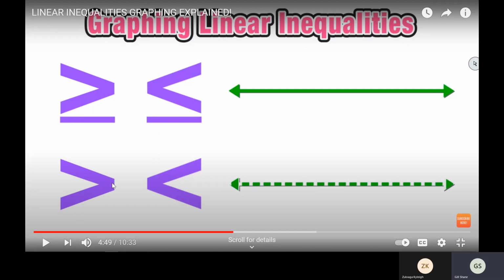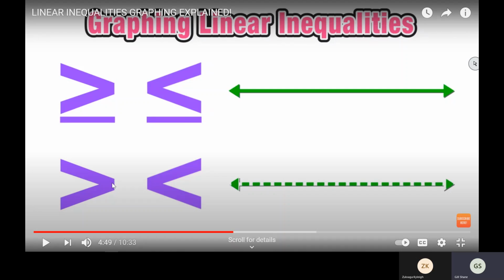If you have one of these two up top, you'll make it a dashed line. Because the solid line means yes, all of the points on the line are part of the solution. The dashed line means no, the points on the line are not part of the solution. That's why we make it dashed. This is the equivalent of like an open circle versus a closed circle when we did the graphing with just one variable.